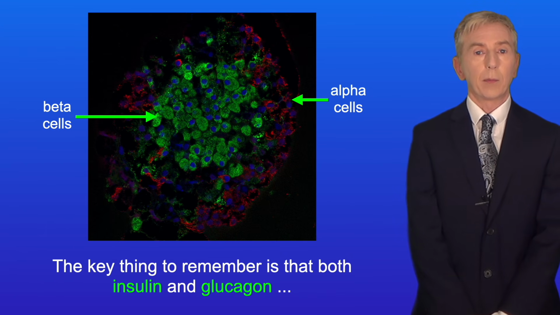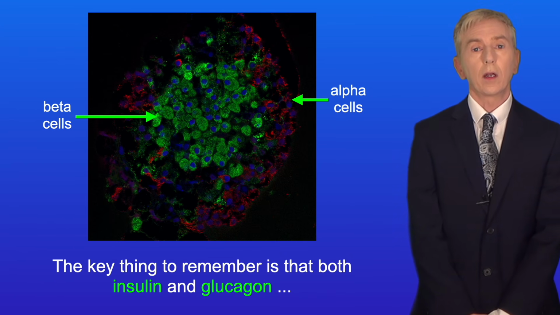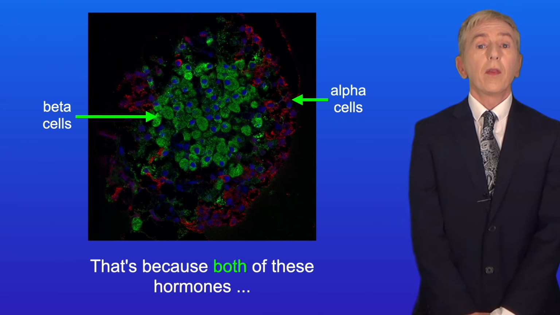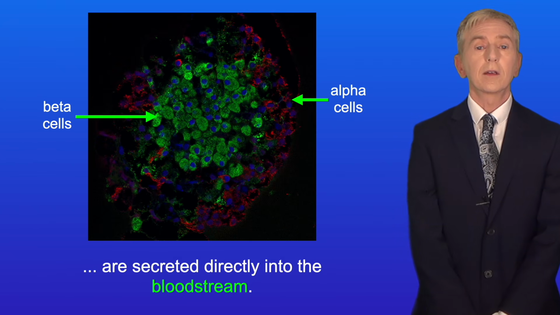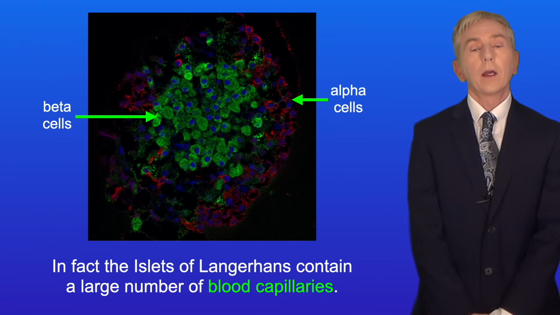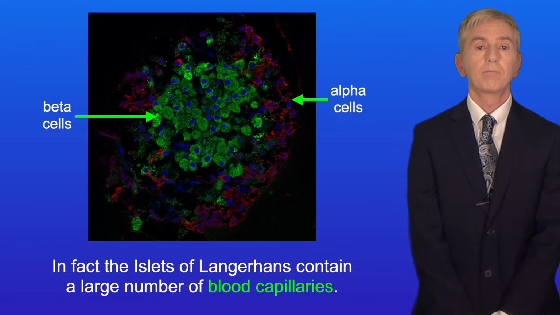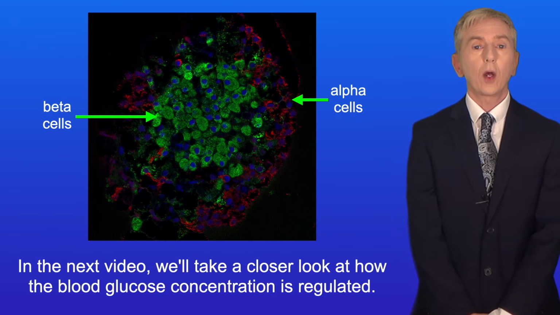Now, the key thing to remember is that both insulin and glucagon are endocrine hormones, and that's because both of these hormones are secreted directly into the bloodstream. And in fact, the islets of Langerhans contain a large number of blood capillaries. In the next video, we'll take a closer look at how the blood glucose concentration is regulated.